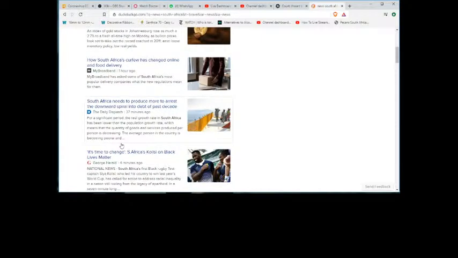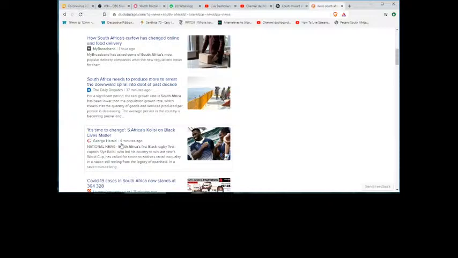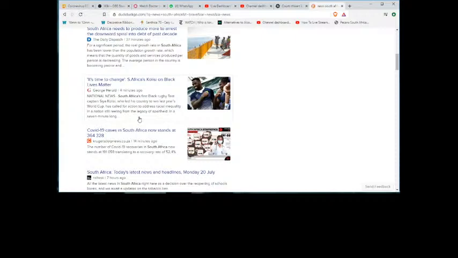Okay, Daily Dispatch. South Africa needs to produce more to arrest the downward spiral into debt of the past decade. Yes, we do need to produce more. We need to stop relying on China for everything. My opinion: it's time to change. South Africa's Kolisi on Black Lives Matter.